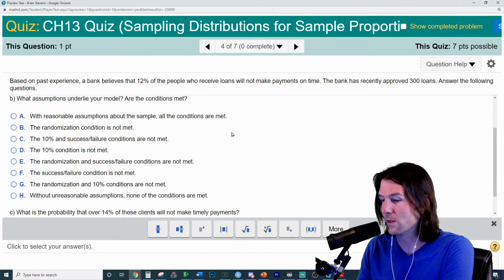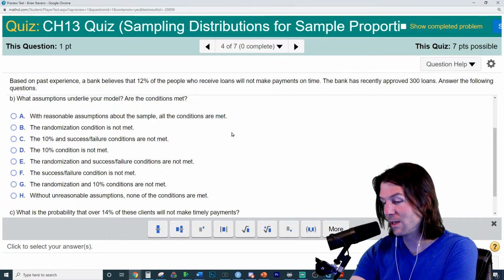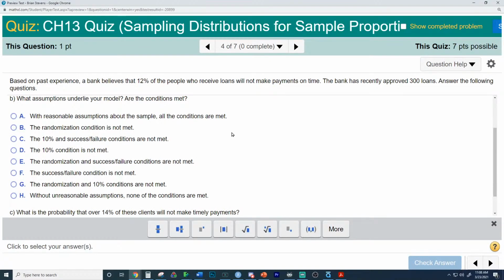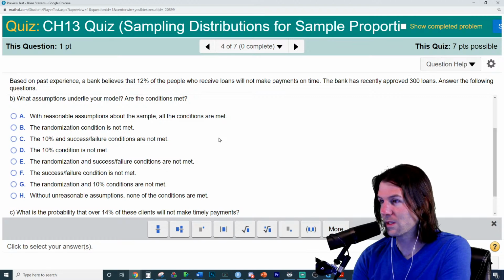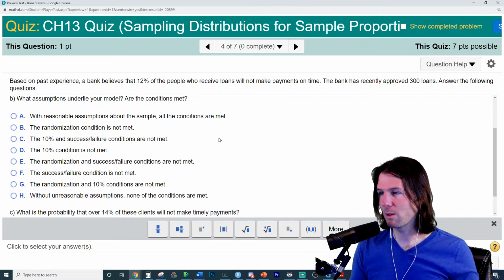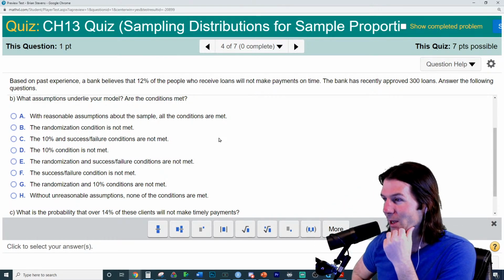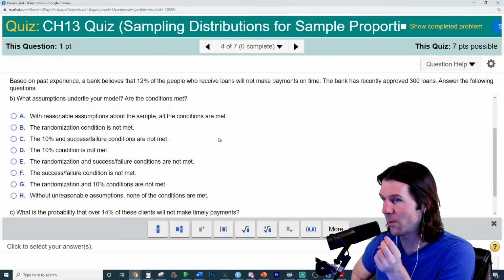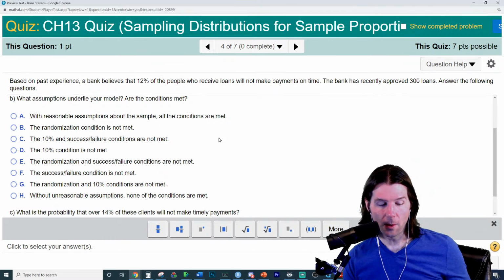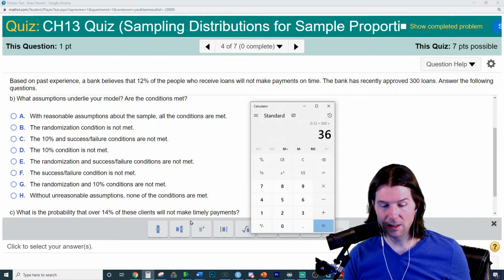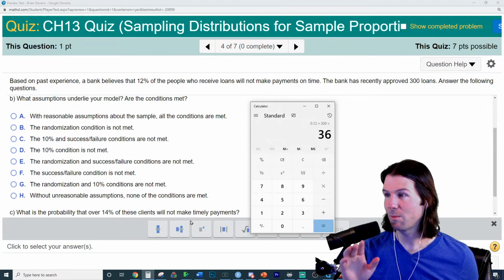What are the 3 conditions? Condition 1 is always random. This means they need to randomly select the people that they're going to give loans to. Condition 2 is less than 10%. And that one's super confusing because it's like, wait, less than 10%? It has to deal with the mathematics. I go into detail during class on it, but we sample less than 10% of the population. Condition 3 is success failure. We need to have at least 10 expected failures. So at 12%, we would expect at least this many people to not pay their loans. Exactly: random, 10%, success failure.